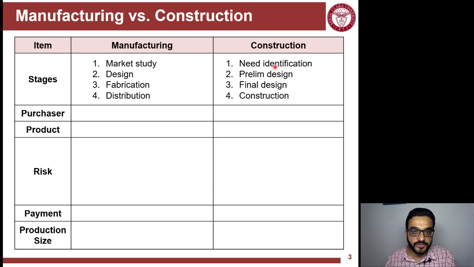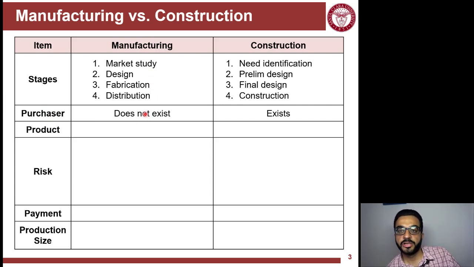In construction, it's a different thing. The need is already identified by an owner, and then the owner hires an architect and a design team who does the preliminary and final design, and then the contractor comes to build it. The purchaser does not exist in manufacturing, but in construction, the purchaser, or mainly the building owner, in most cases exists.